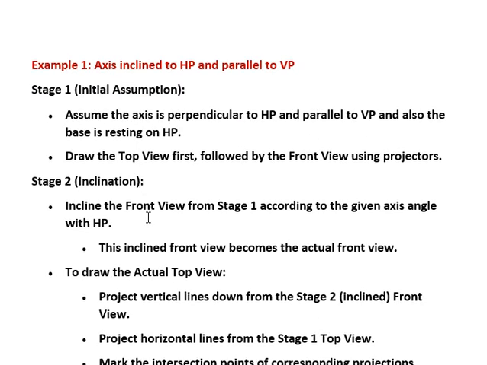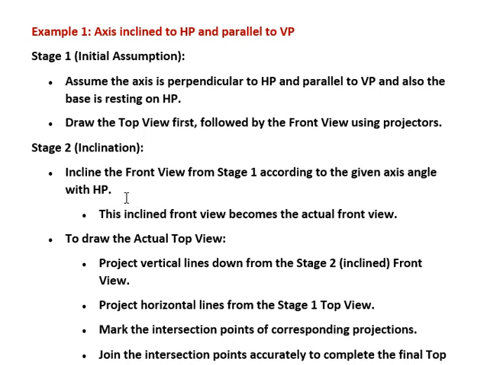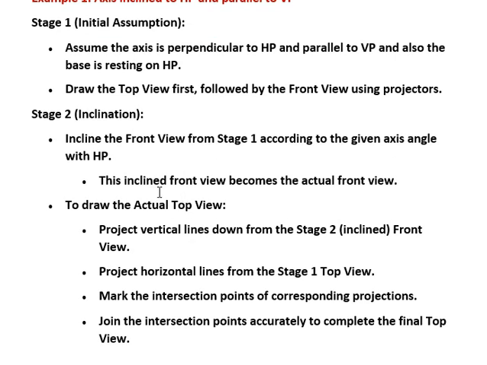Then stage 2, that is the actual front and top view based on the given conditions. In stage 2, our object axis is inclined to HP. That is the condition. So for that inclination, we have to rotate the stage 1 front view to get the stage 2 front view. This is based on the given axis conditions. We have to rotate the stage 1 front view. The inclined front view becomes the actual front view.